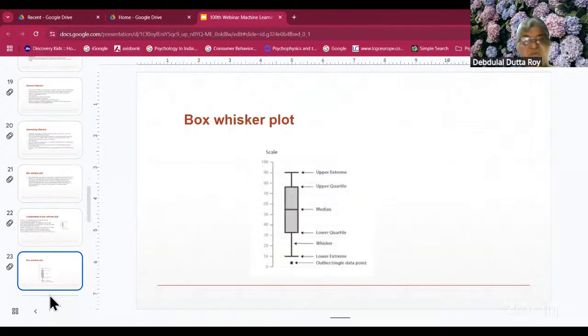So this is the box whisker plot. You can find out the median, and this is the maximum, and this is the outlier. This is also the minimum, and this is the maximum. This is the Q3, this is the Q1, and this is the Q2.